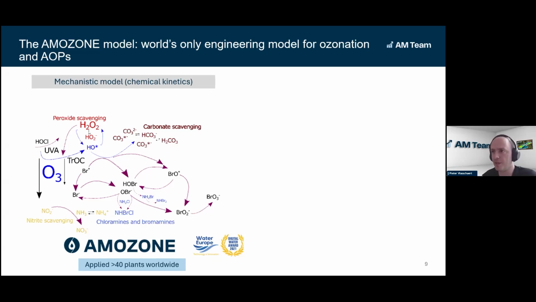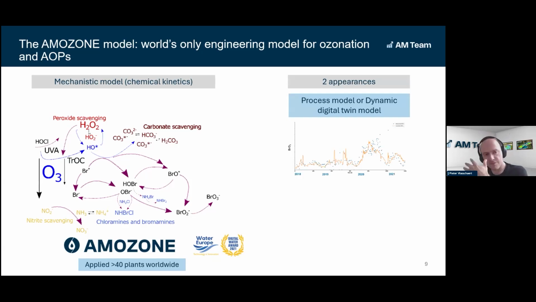So this model is a mechanistic model, which means it's based on science and on the chemistry behind ozonation and advanced oxidation. So all that chemistry is behind it. Currently we have already applied that model to more than 40 plants all over the world, on wastewater as well as on drinking water, also for disinfection purposes, for example, in planning, design, and operational stages.